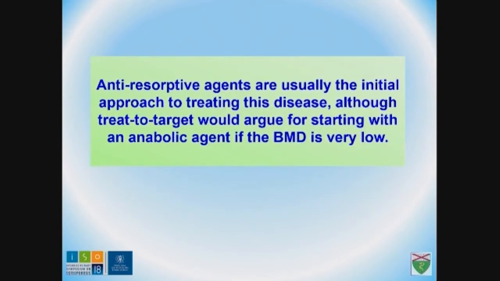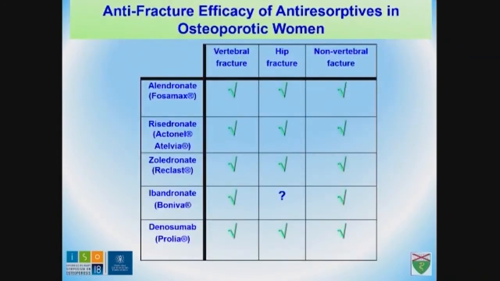Anti-resorptive agents are usually the initial approach to treating this disease, although as you will hear about in this conference, there's an interest in treat to target, which would argue for starting anabolic agents if the bone density is very low. I won't cover that topic here, but you'll hear about it more. But that notwithstanding, we were very successful in developing a whole series of very effective, very potent anti-resorptive agents. Those included the bisphosphonates, which are shown here: alendronate, risedronate, zoledronate, ibandronate. And then we'll come to denosumab, which acts by a different mechanism, but is also an anti-resorptive agent.